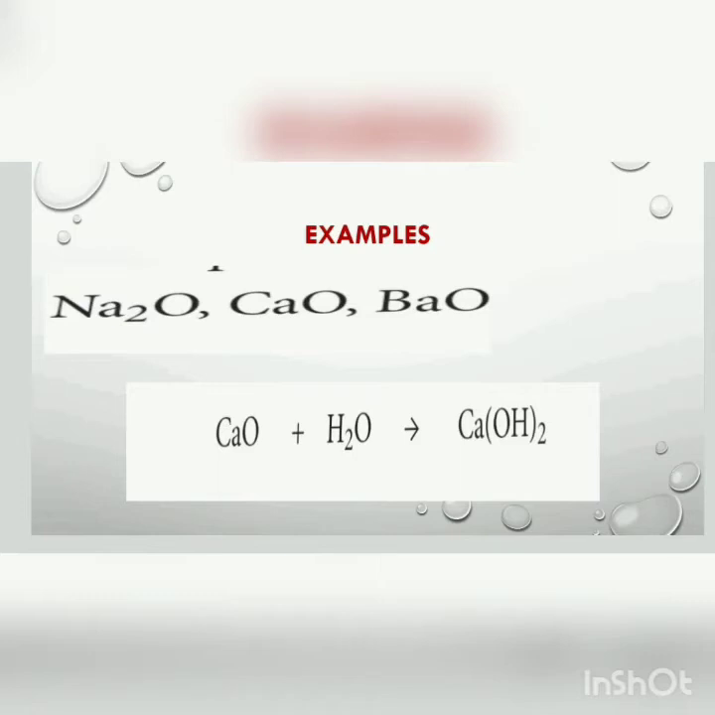The basicity of oxides increases from top to bottom, that is, in the first group elements, from lithium oxide to the last one, cesium oxide. So lithium hydroxide is less basic than cesium hydroxide. Cesium hydroxide is highly basic in nature, a strong base, and lithium hydroxide is a weak base.